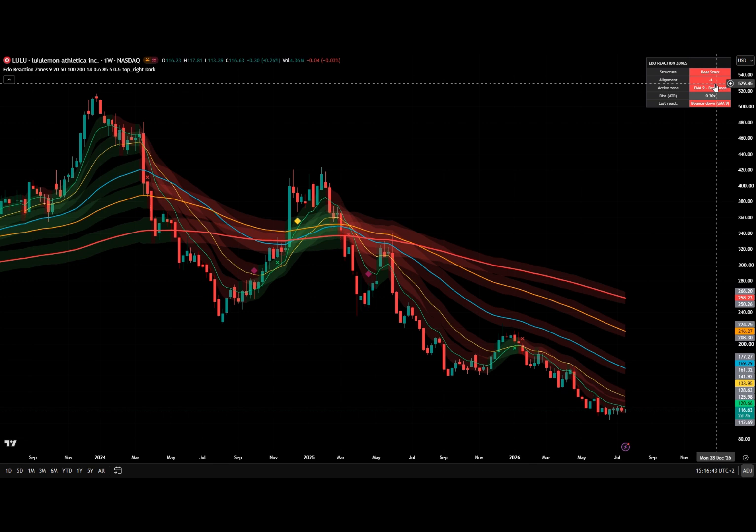+3 or +4 is its bullish mirror, a bull stack. The panel always shows both the state and the exact sign number.